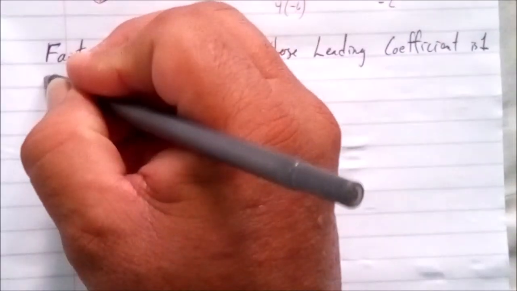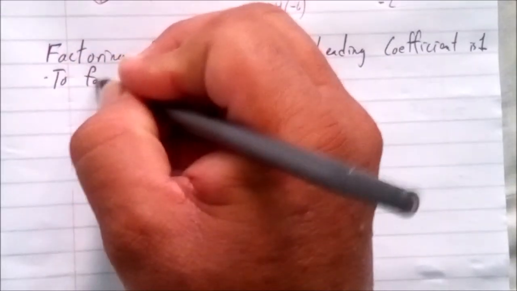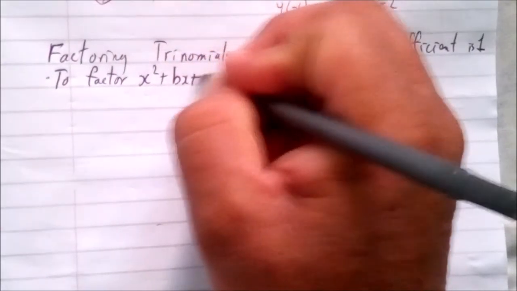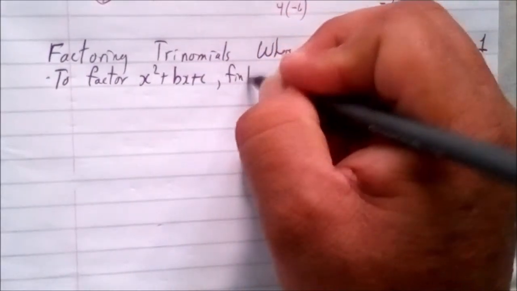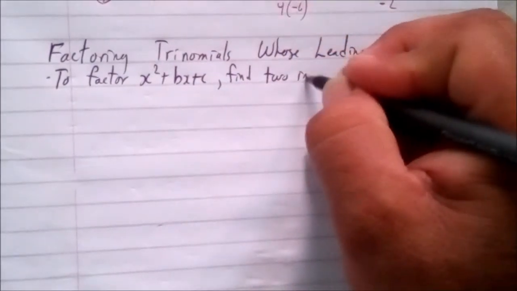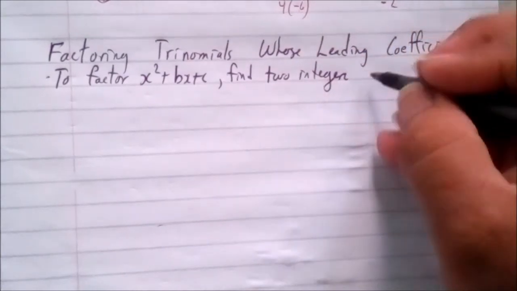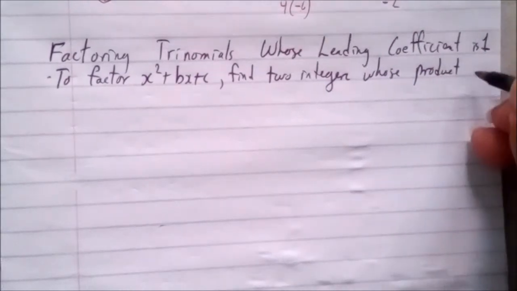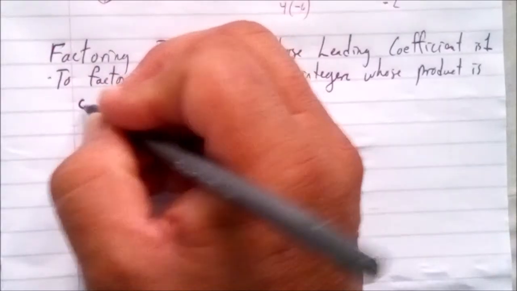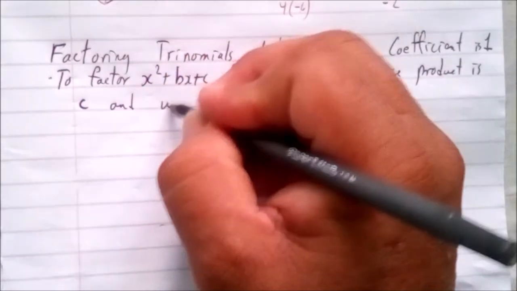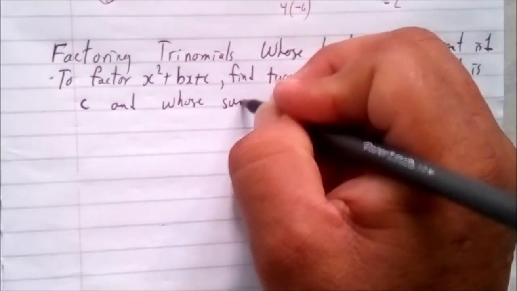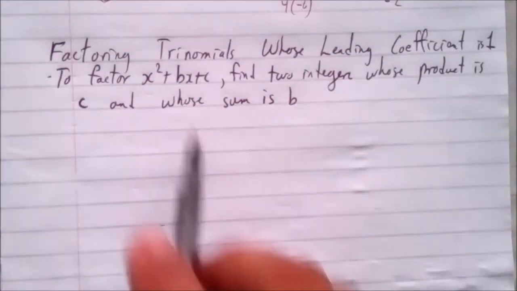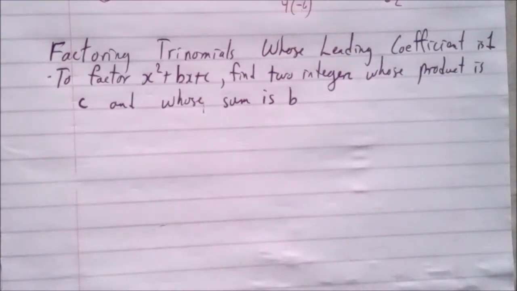So to factor x squared plus bx plus c, find two integers whose product is c, which we did, and whose sum is b. That's what we did. We multiply, we end up with c. We add those two values, we end up with the b.